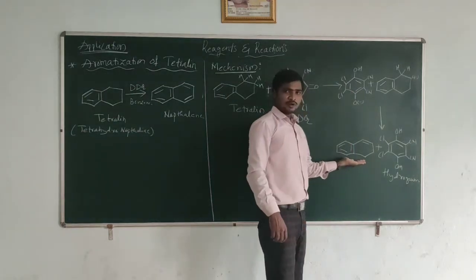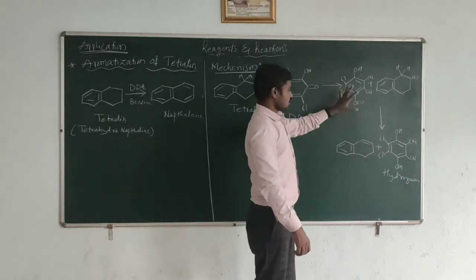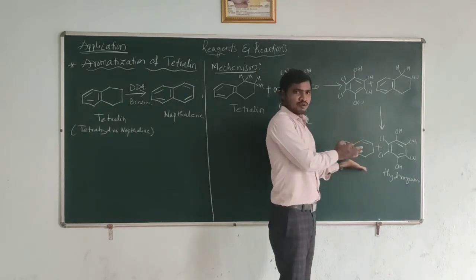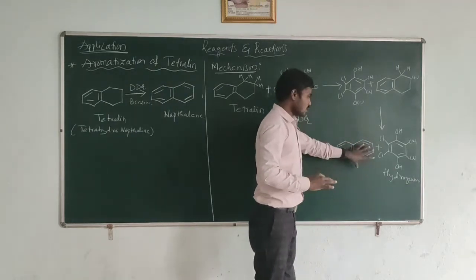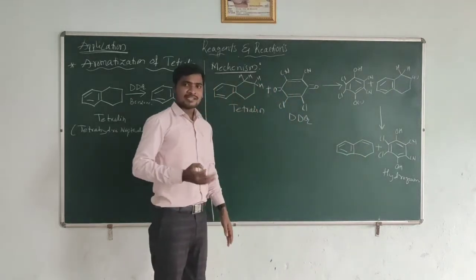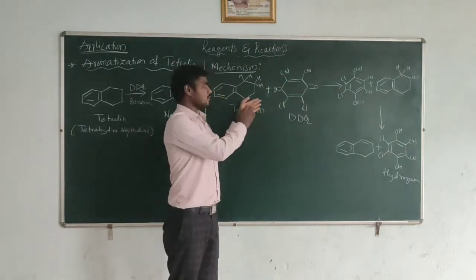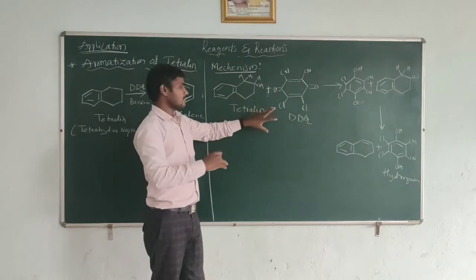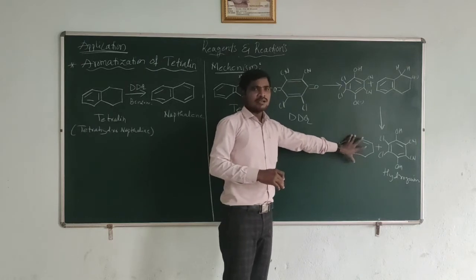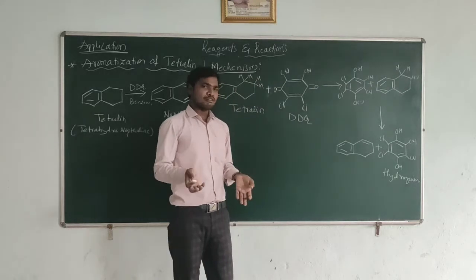And the reduced product we call the dihydronaphthalene molecule. So this is one step, but at this stage the reaction doesn't stop. This molecule further starts reacting with a second molecule of DDQ and converts into naphthalene. So we are going to study the mechanism of the second step, where the dihydronaphthalene molecule reacts with the second molecule of DDQ.